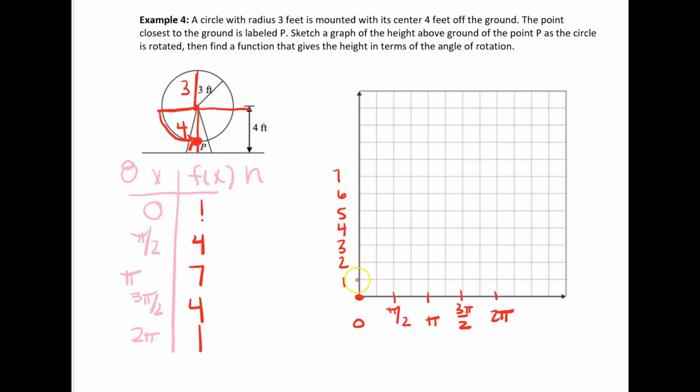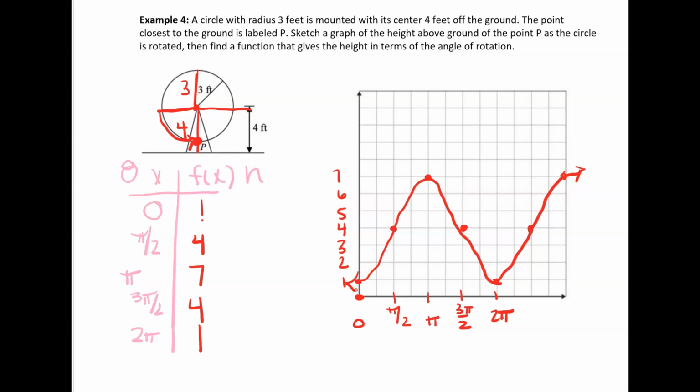So at 0, we were 1 foot off the ground. At pi over 2, we move up to 4. At pi, I move up to 7, back down to 4, and then back down to 1. And so this makes a graph that looks something like this. And because we're circling, I could continue that trend and see that function.